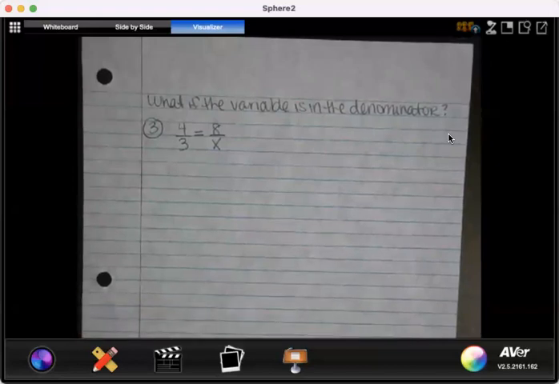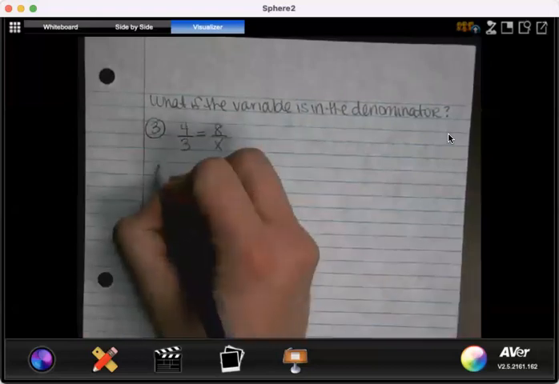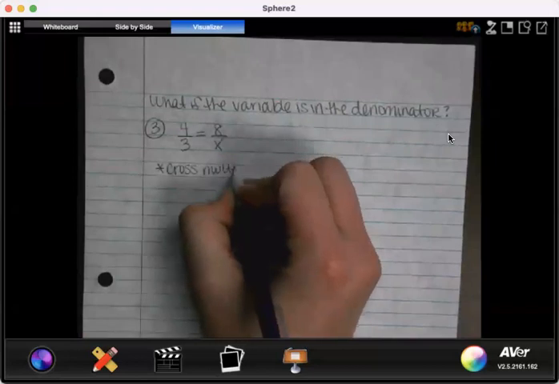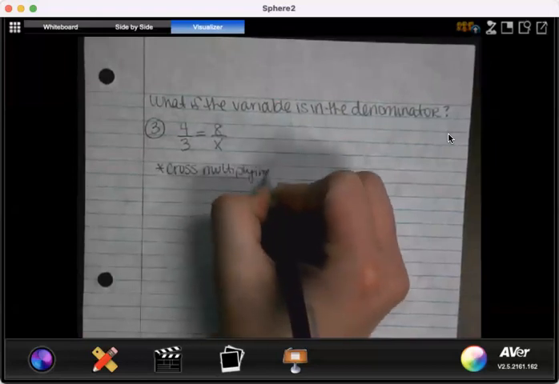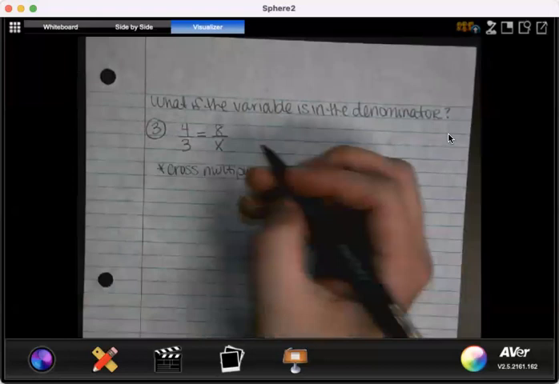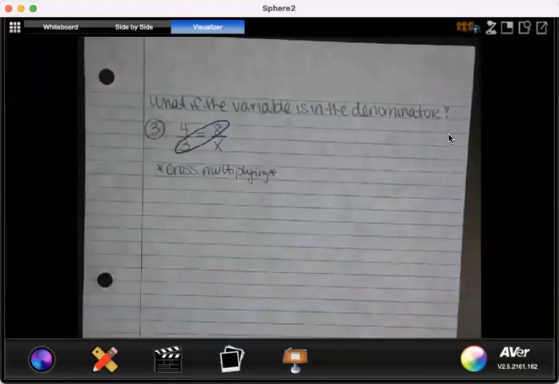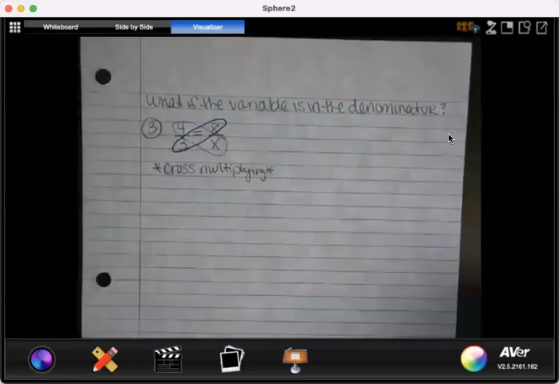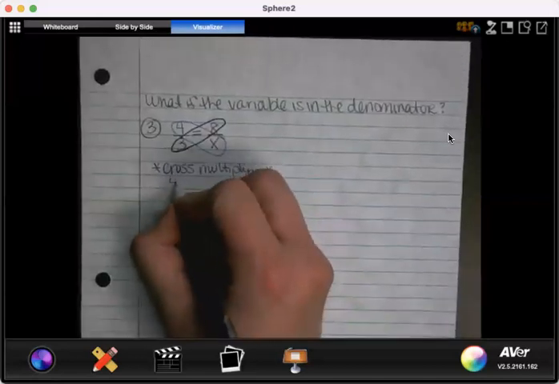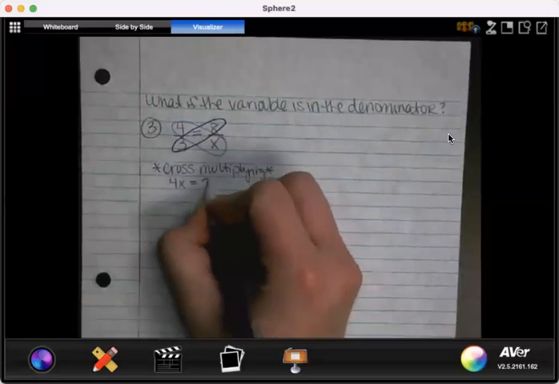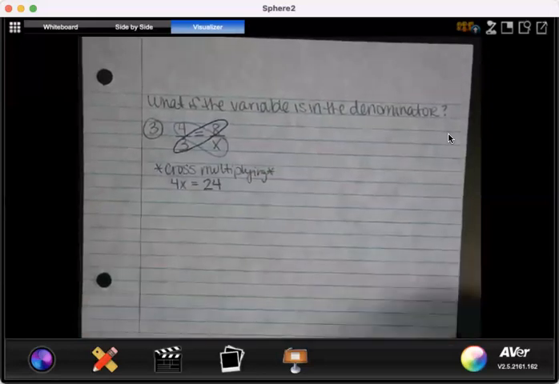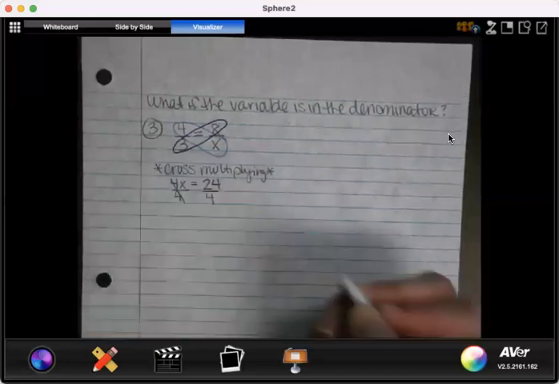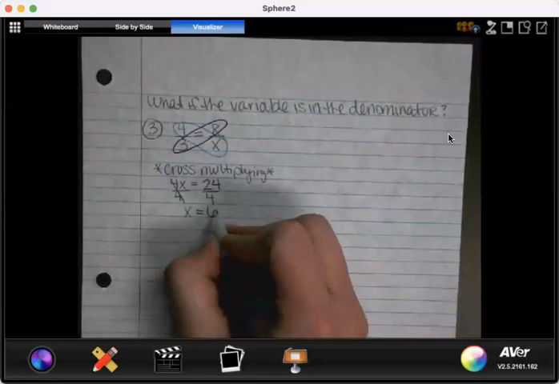So using our first method of cross multiplying, I would multiply 8 times 3 and 4 times x. So I get 4x equals 24. And I divide by 4 on both sides, and x equals 6.